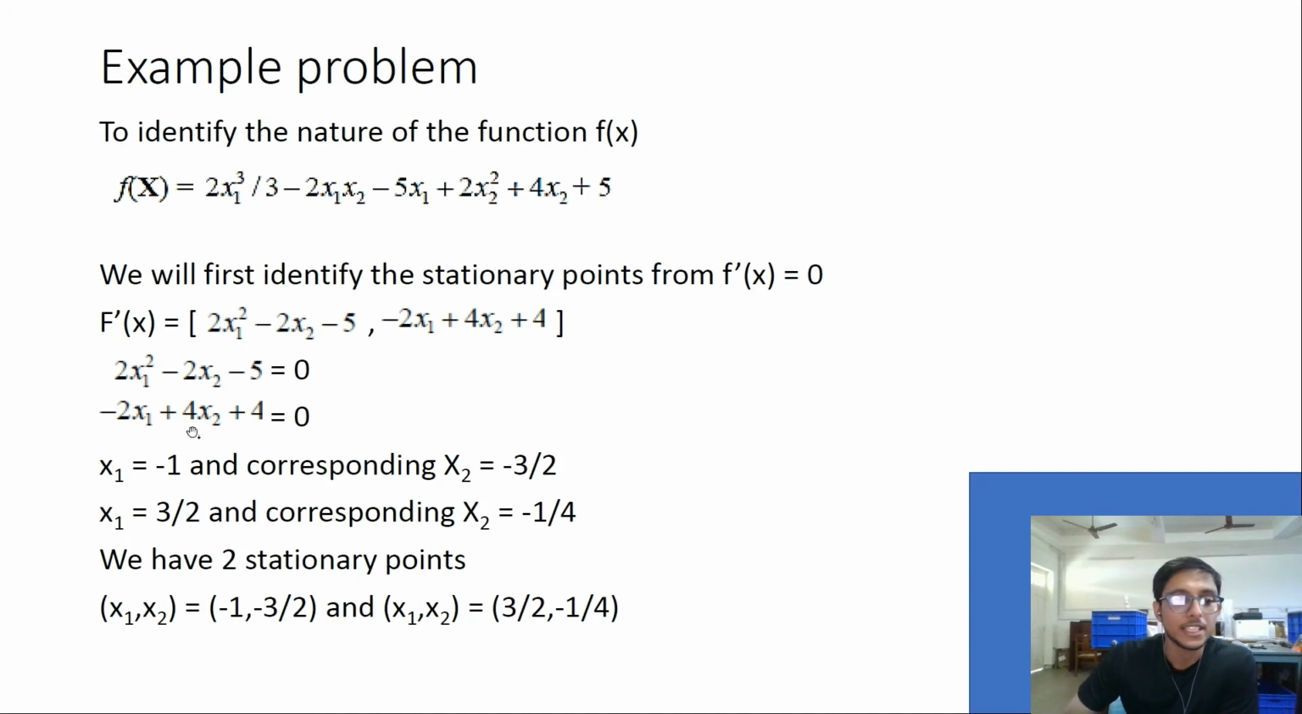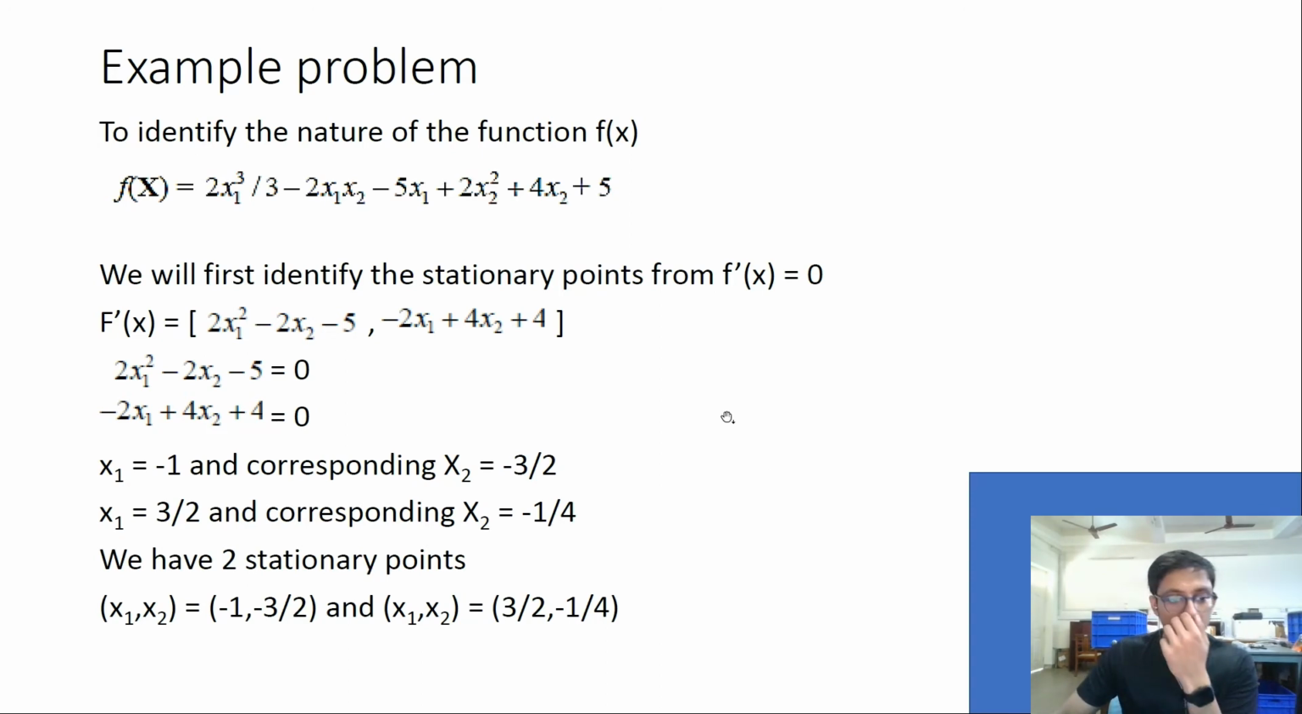So you will get x1 values of -1 and 3 by 2, and corresponding to -1, x2 will be -3 by 2, which you can get from this particular equation, and corresponding to 3 by 2, you will get x2 of -1 by 4. Probably some slight mistake might be there in your calculation, Prasanna. You can check it, and these are the correct values.